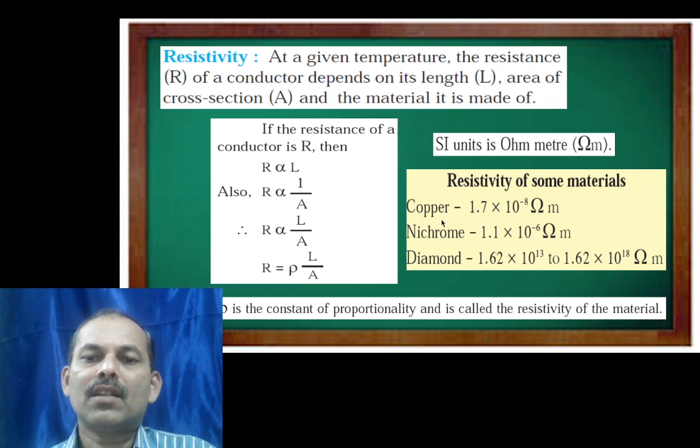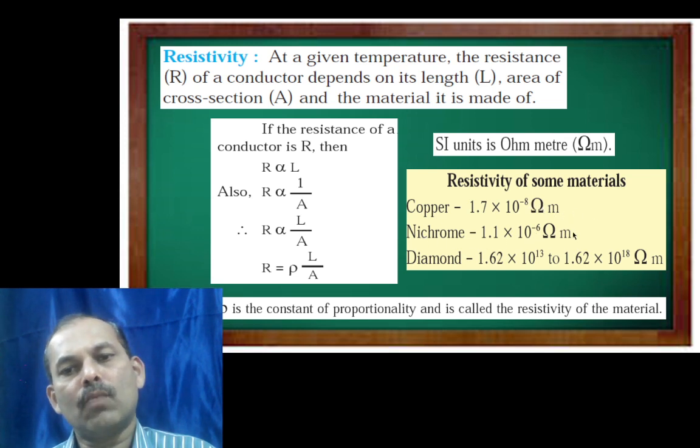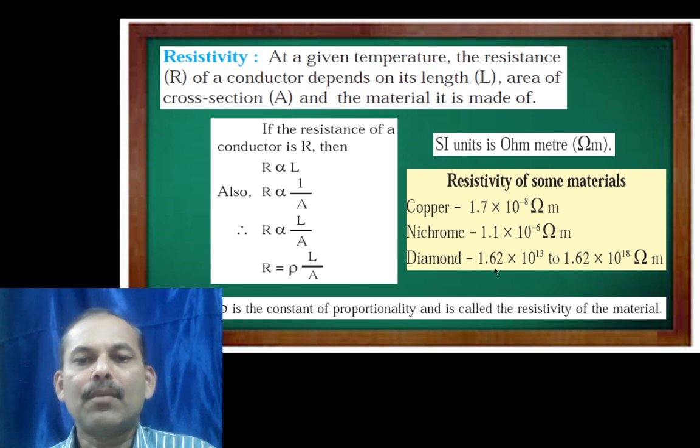Resistivity of some materials are, for example, copper 1.7 into 10 raised to minus 8 ohm meter, nichrome 1.1 into 10 raised to minus 6 ohm meter, diamond 1.62 into 10 raised to 13 to 1.62 into 10 raised to 18 ohm meter. So these are the resistivities of some materials.